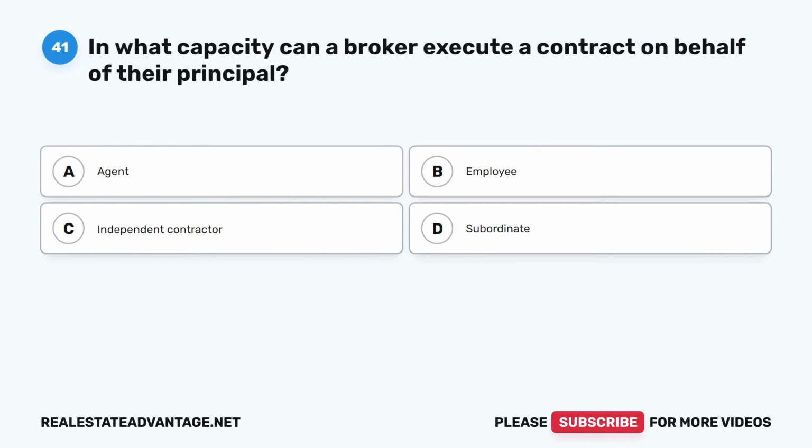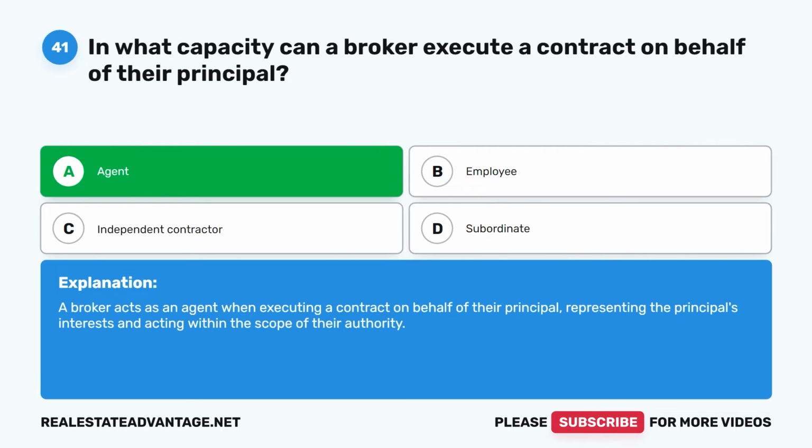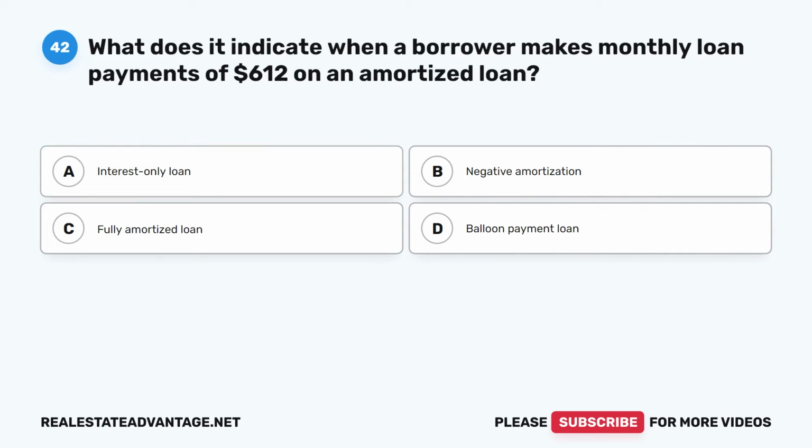Question 41. In what capacity can a broker execute a contract on behalf of their principal? A. Agent. B. Employee. C. Independent contractor. D. Subordinate. The correct answer is A. Agent. A broker acts as an agent when executing a contract on behalf of their principal, representing the principal's interests and acting within the scope of their authority.